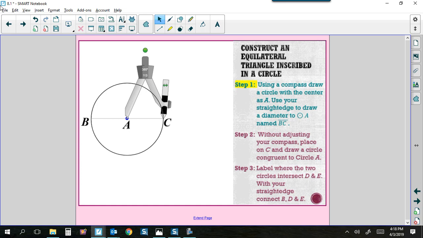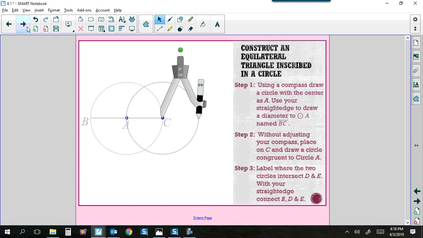All right, so our second step. Moving on to the next box, you can see circle A is still here, but now we've added a second circle. Without adjusting your compass, you're going to place the compass on C and draw a circle congruent to circle A. That is a really important step. If you do not draw congruent circles, this does not work. So please highlight that in your steps, that the circles must be congruent.